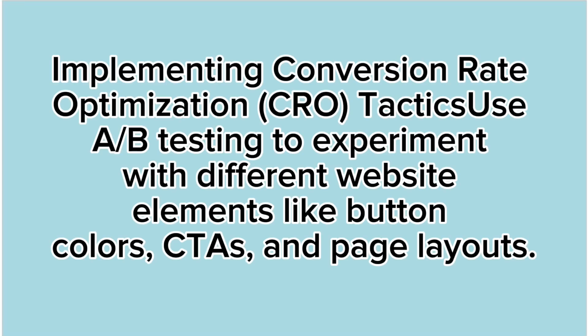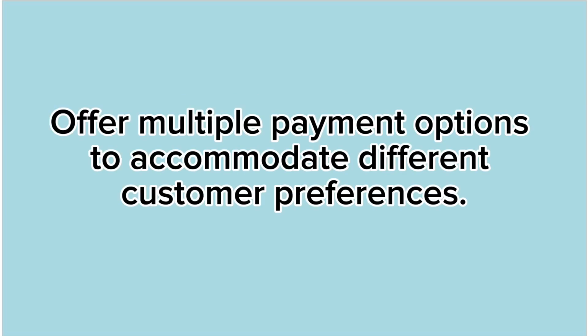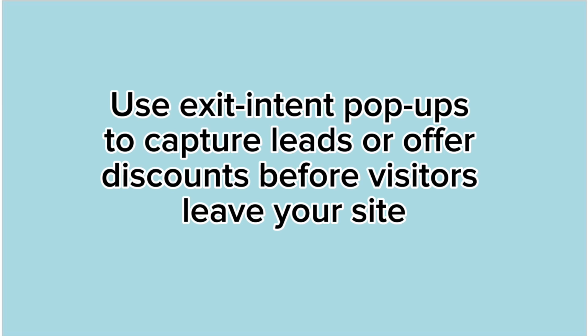Step 6. Implementing conversion rate optimization (CRO) tactics. Use A/B testing to experiment with different website elements like button colors, CTAs, and page layouts. Optimize your checkout process to reduce cart abandonment rates. Offer multiple payment options to accommodate different customer preferences. Use exit intent pop-ups to capture leads or offer discounts before visitors leave your site.